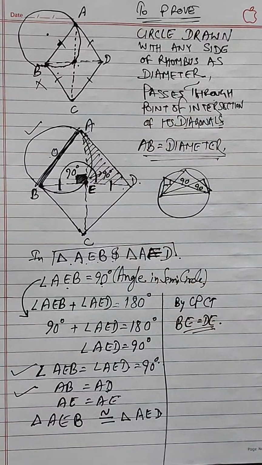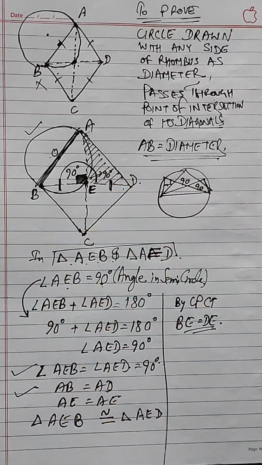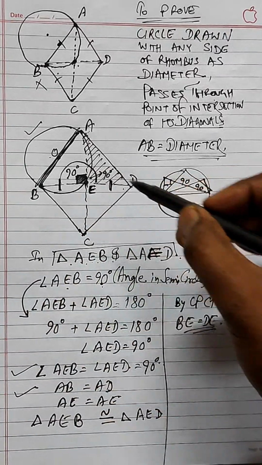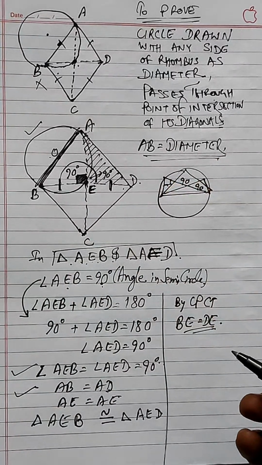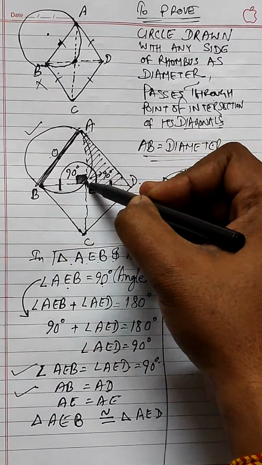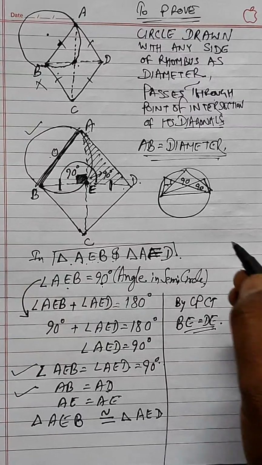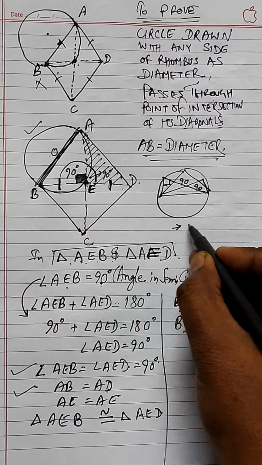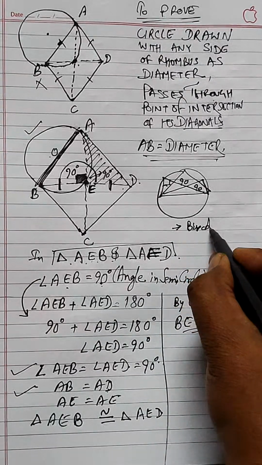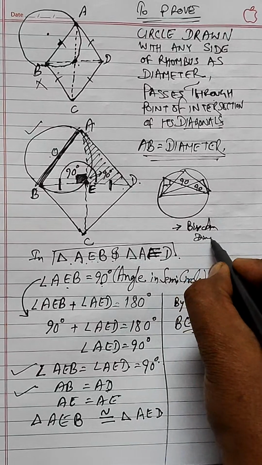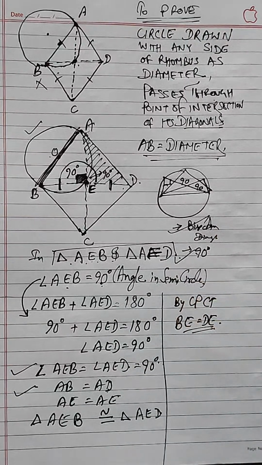You can see here, the diagonals of a rhombus bisect each other equally and they are crossing at 90 degrees. So that is also satisfied. So both criteria are satisfied. So definitely E is the intersection point of the diagonals of the rhombus, because the rhombus follows two properties: the diagonals bisect each other equally, and they cross each other at 90 degrees. So both these criteria are satisfied over here.